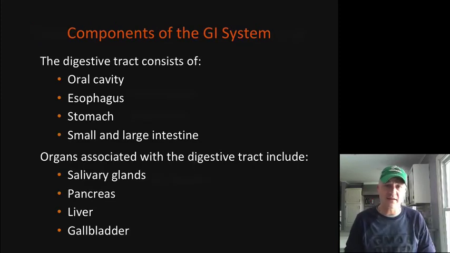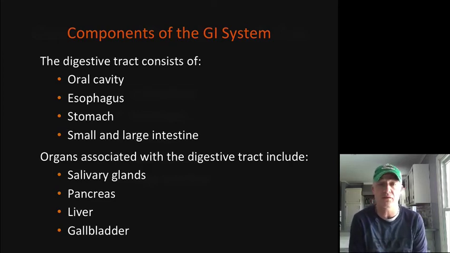So like I said, the digestive tract, or the alimentary canal, is really what the food / chyme is going to be passing through. So this is going to be the oral cavity, the esophagus, stomach, small and large intestine, obviously out through the rectum and anus.